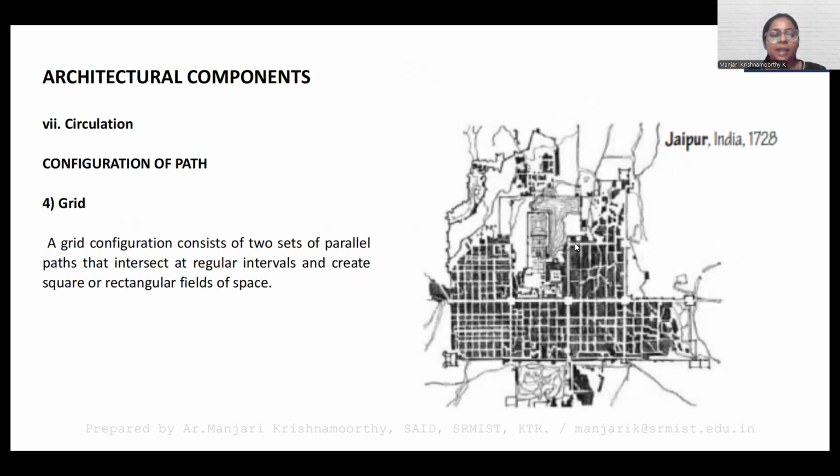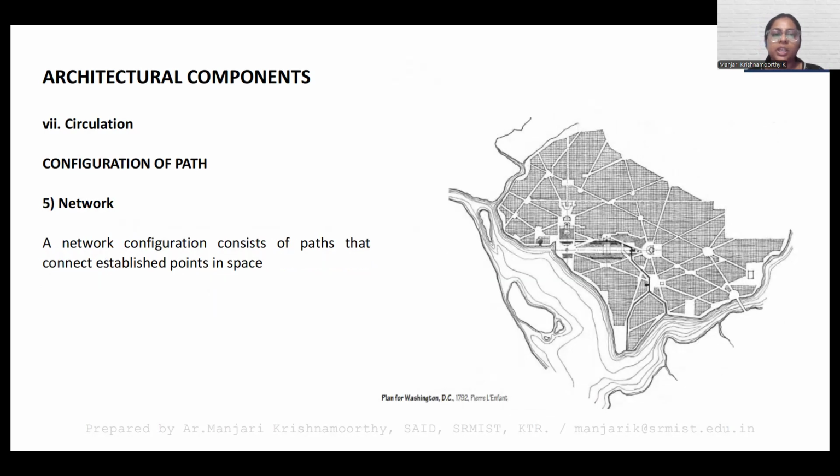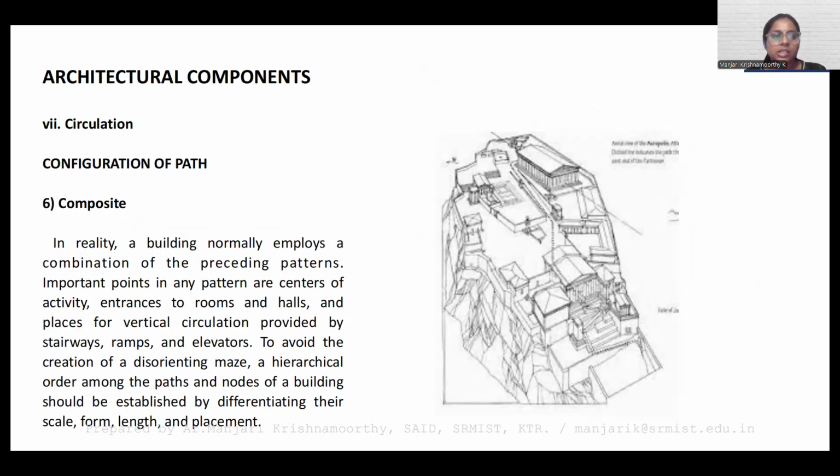And the next you will have the grid pattern. As you can see, in the grid pattern a series of parallel paths intersect at regular intervals, at 90 degrees, and also create square or rectilinear fields of space. The next is the network, which is the configuration that connects various points that have been interlinked or connected in a space.